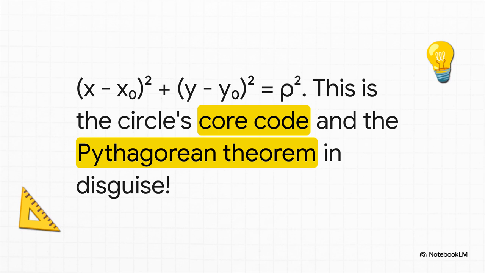But wait a second, does this look familiar to you? Because it should. It's literally the Pythagorean theorem, just wearing a clever disguise. It's just a squared plus b squared equals c squared, set up to describe that constant distance from the center to the edge. So cool, right?